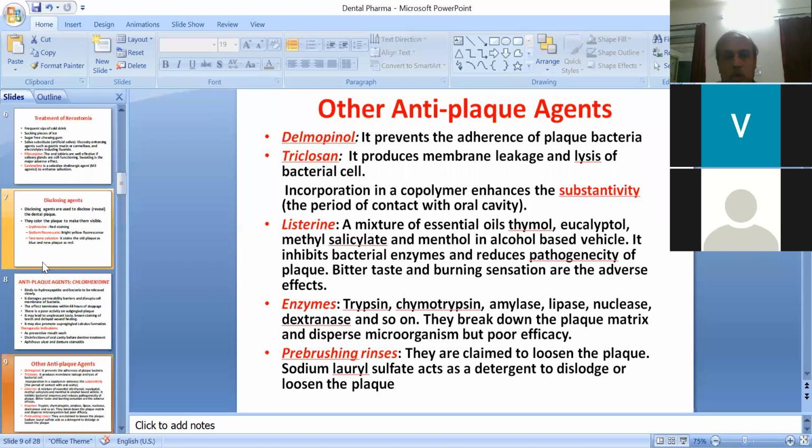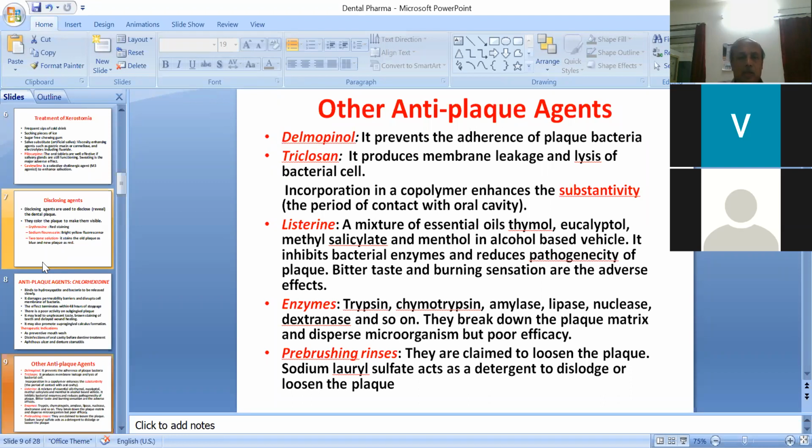To this triclosan, we incorporate a copolymer. The purpose is that it enhances the substantivity. In dental practice, you will often hear this term, substantivity. Substantivity means the period of contact with the oral cavity. So the total period of contact of this triclosan with the oral cavity gets increased because of the incorporation of a copolymer.